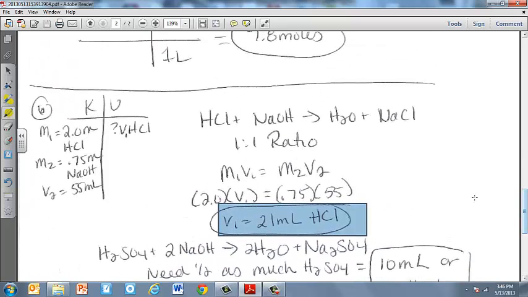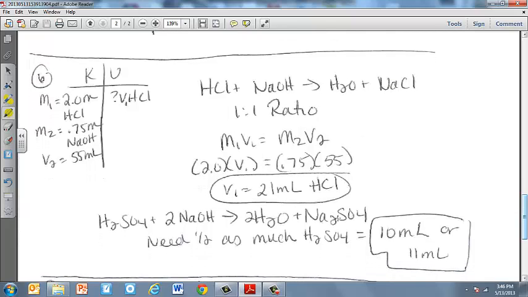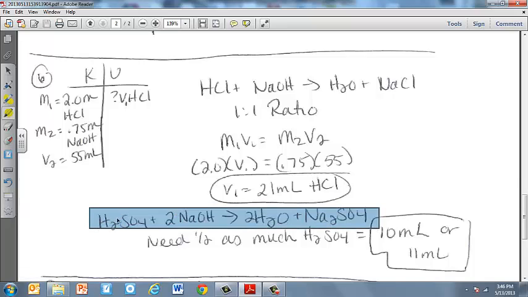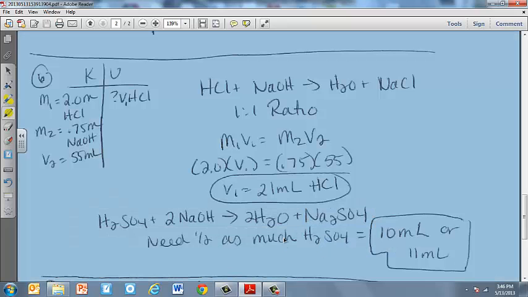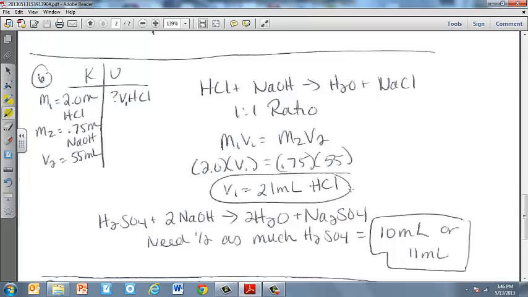Okay, well then it says how much sulfuric acid would you need to neutralize the same amount of sodium hydroxide? Well, when you balance the chemical equation, it's now not a 1-to-1 ratio. For every 2 hydroxides, you only need 1 sulfuric acid, primarily because it has 2 hydrogens. So in essence, you need half as much sulfuric acid, so you take 21 and you cut it in half, and depending on when you limit your significant figures, you either get 10 milliliters or 11 milliliters.